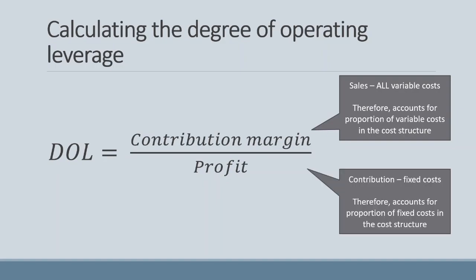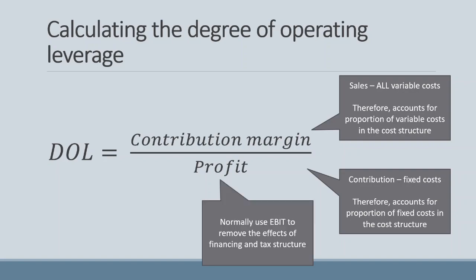The profit is then the contribution less fixed costs, and therefore accounts for the proportion of fixed costs in the cost structure. Importantly here, the profit used is normally the earnings before interest and tax, or EBIT. We use the EBIT to remove the effects of the financing structure, which is the degree of financial leverage, as well as the tax structure.